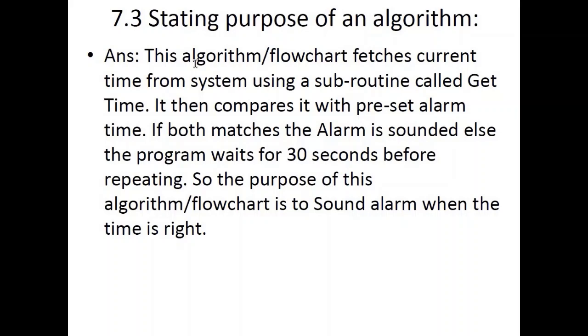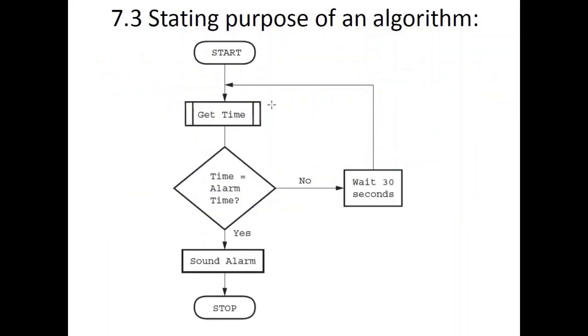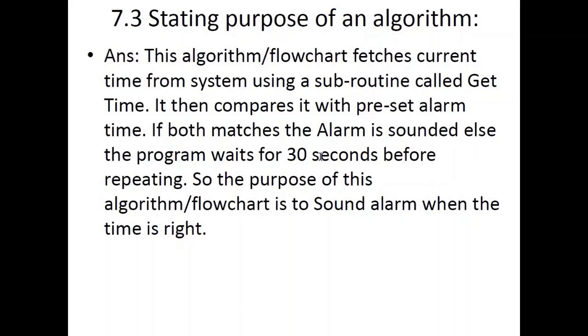Now for a 2 or 3 mark answer, you would write it like this: this algorithm or flowchart fetches the current time from the system using a subroutine called get time, like we have discussed in our previous lecture. This double rectangle means subroutine. It then compares it with the preset alarm time. If both match, the alarm is sounded, else the program waits for 30 seconds before repeating. So the purpose of this algorithm is to sound the alarm when the time is right.